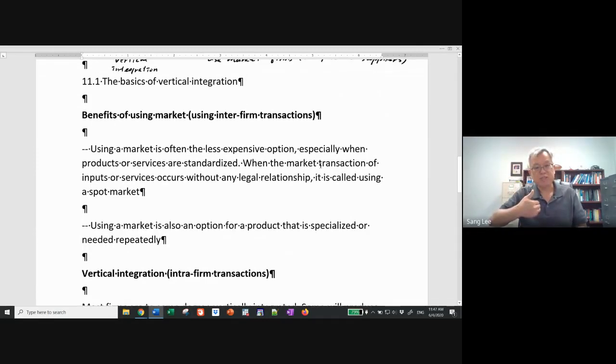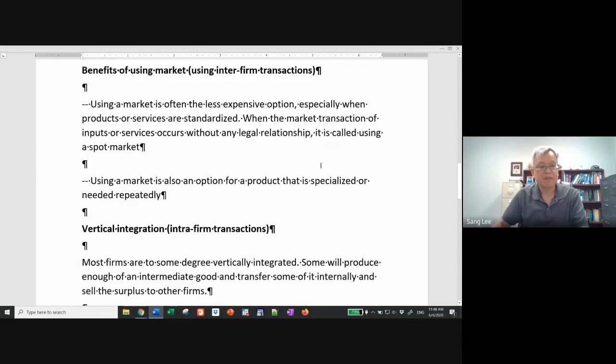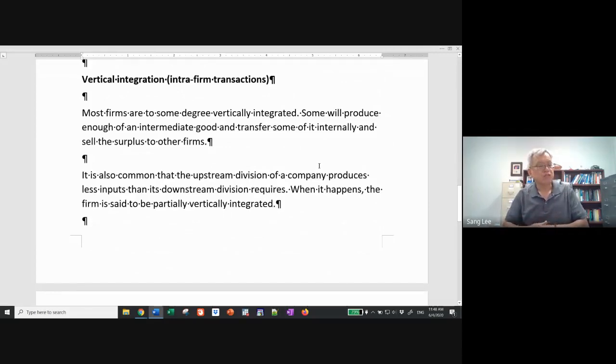You have a transaction between you and an independent outside firm. So between firms, between two different firms. That's why using the market is often referred to as interfirm transactions. Okay. So most of the firms are to some degree vertically integrated.